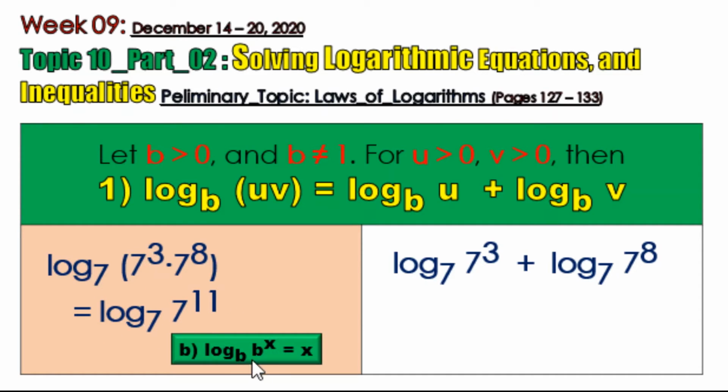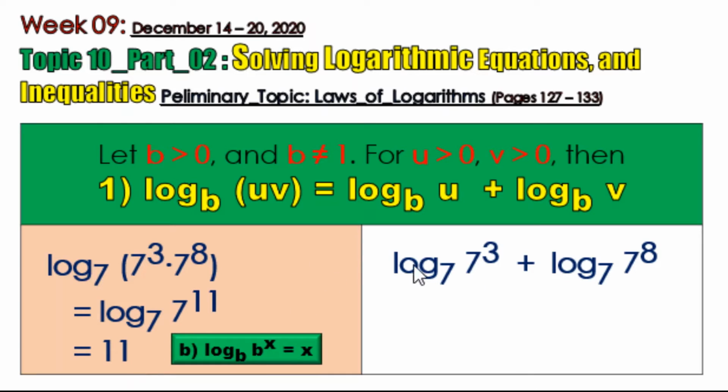If you can still remember the basic properties of logarithms, one of the properties is the logarithm of b raised to x to the base b is equal to x. Since we have the same base for the logarithm and the base of the argument, the value of that is the exponent of the argument, which is x. So therefore, applying the basic property of logarithm, the answer for this is 11.